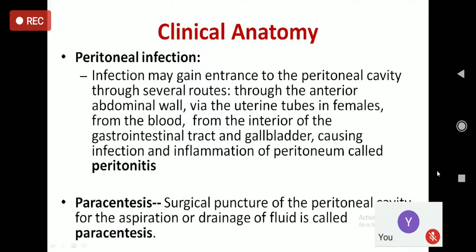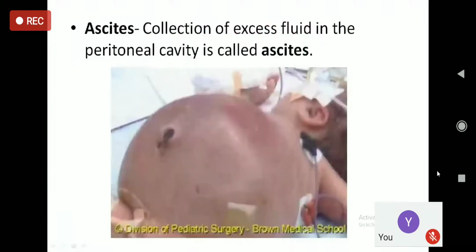Another term is paracentesis, the surgical puncture of the peritoneal cavity for the aspiration or drainage of fluid. You can easily see it in the hospital in the GI section, because there may be an ascites patient and the fluid is tapped by the procedure known as paracentesis. So this is the surgical puncture of the peritoneal cavity for the aspiration or drainage of the fluid. And an ascites patient looks like this.